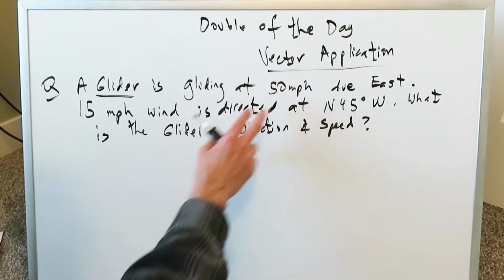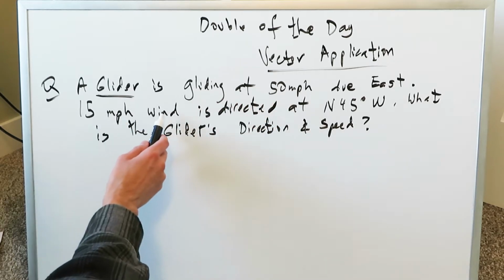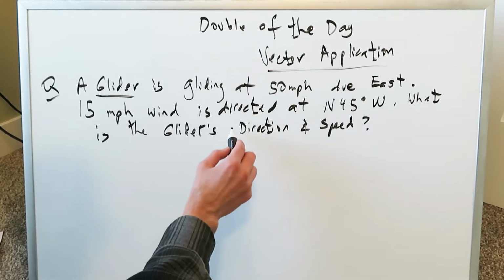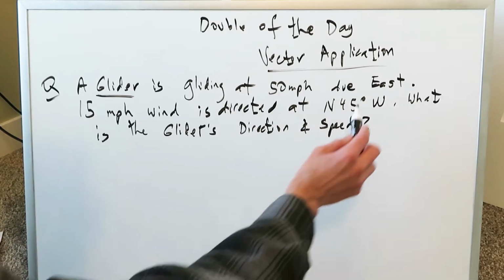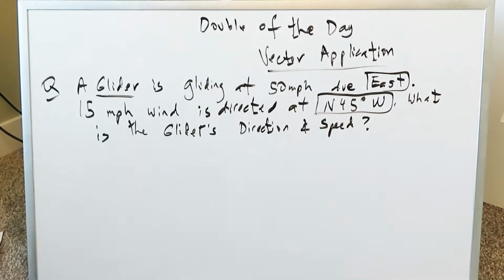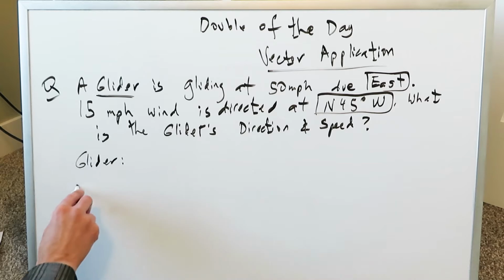A glider is gliding at 50 miles per hour heading due east. A 15 mile per hour wind is directed at north 45 degrees west. What is the glider's resulting direction and speed? We have directions being mentioned in these various ways, and we have to understand what that means. Let's talk about the glider first, and then we'll talk about the wind.